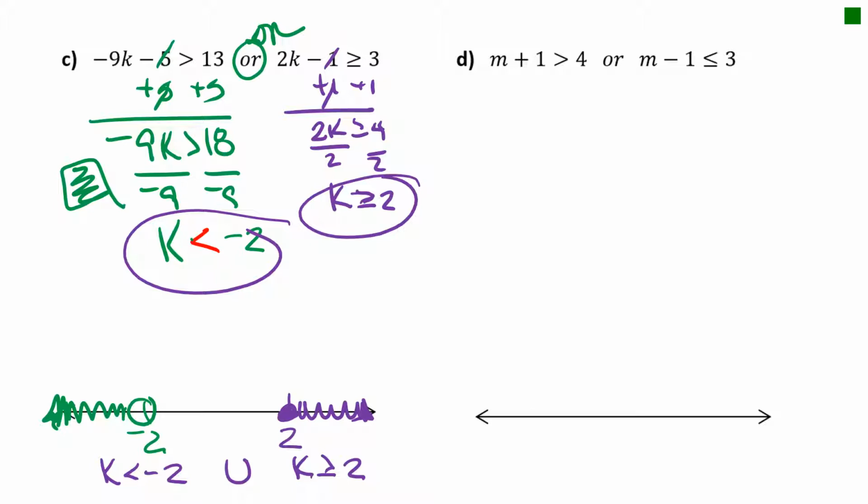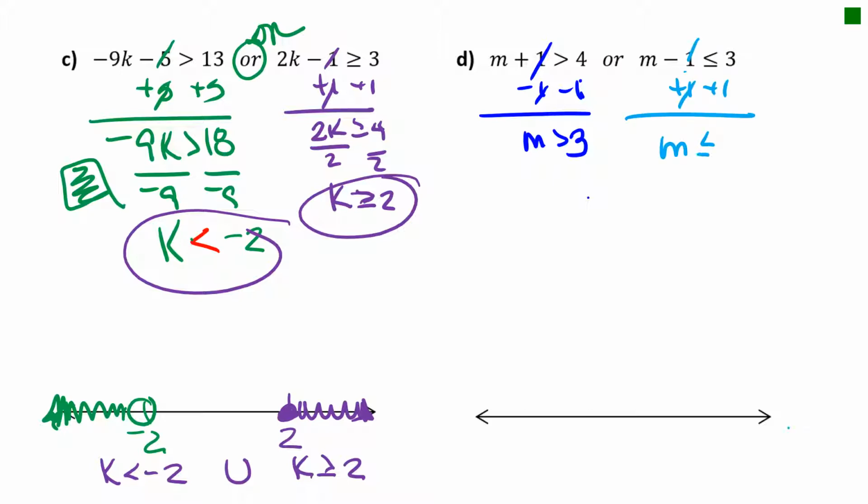Okay, so I'm going to subtract 1, cancel. That one's right there, got mushed up. M is greater than 3. Boom. I'm going to add 1, cancel. M is less than or equal to 4. My word is or, so I'm going right on the graph. 3 is smaller, so it's to the left. 4 is bigger, it's to the right.